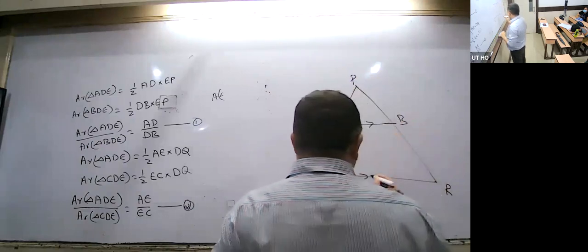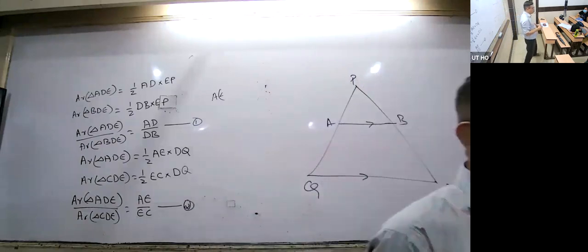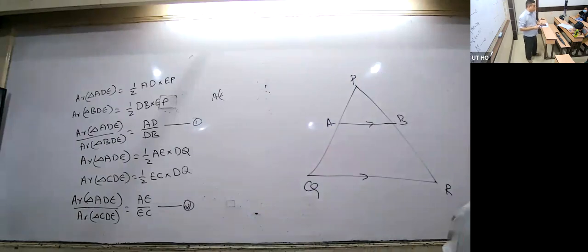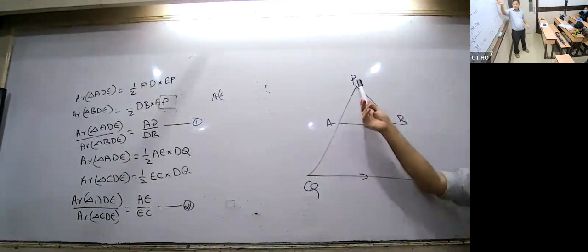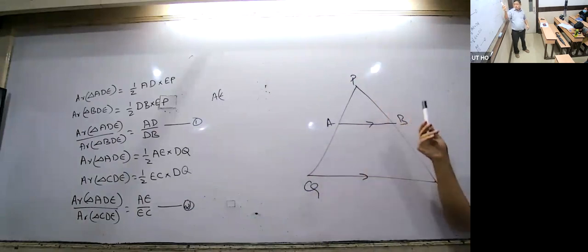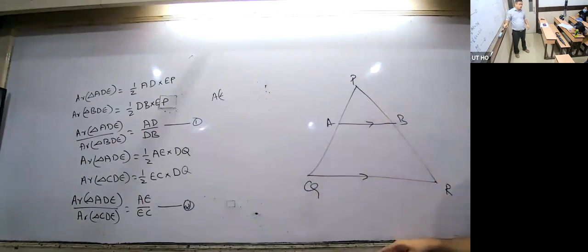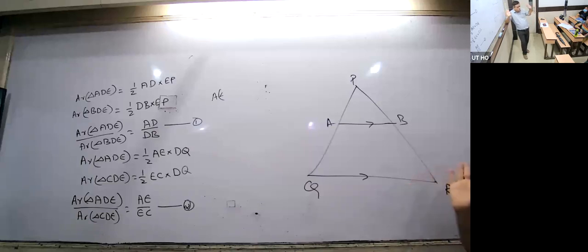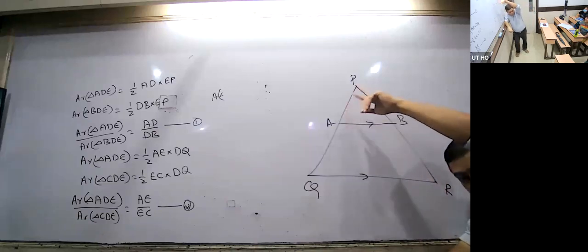AB parallel to QR. So what will you conclude? PA upon AQ is equal to PB upon PR. Then what will you write as the reason? Basic proportionality.